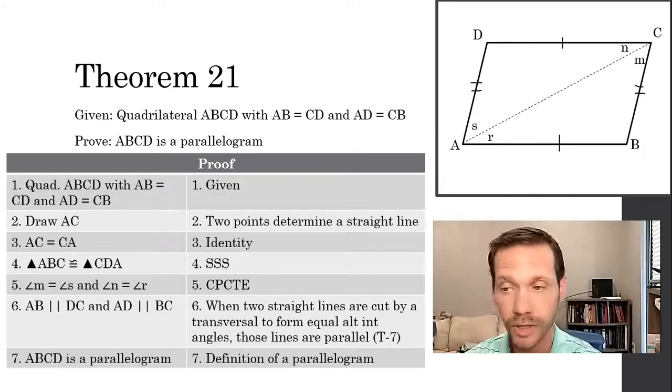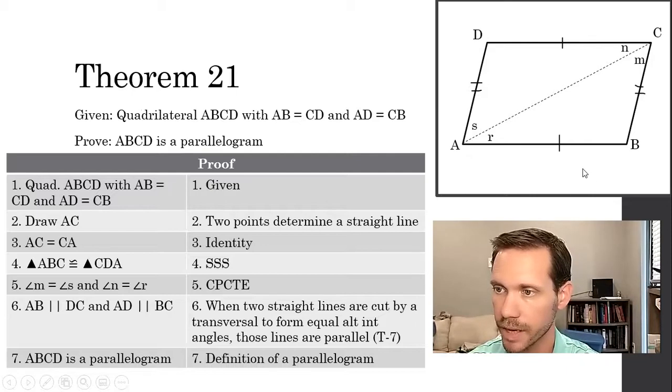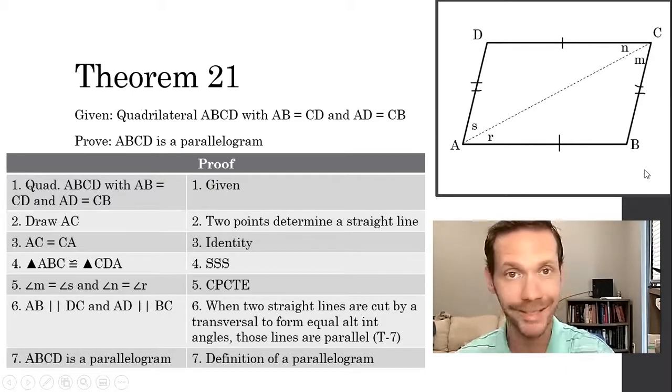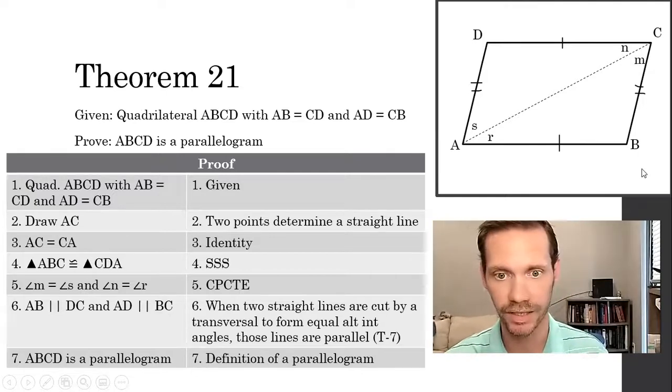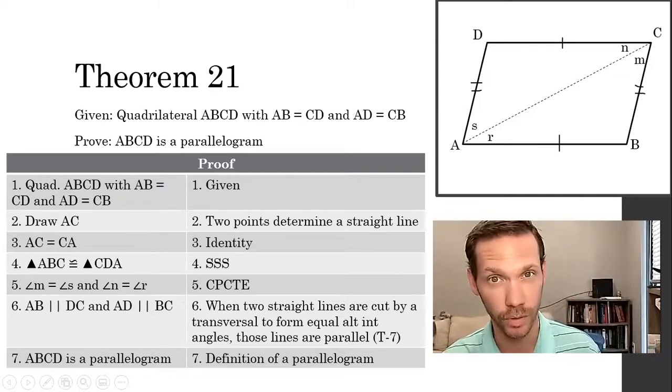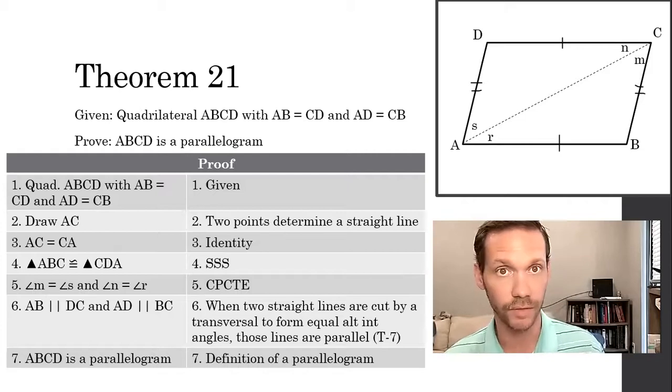So start always with our givens. ABCD is a quadrilateral, and the tops AB and CD are equal, and the left and right opposite sides, AD and CB, are equal. So that's listed as a given, right? Number two, we want to make two triangles by drawing a line between A and C. Now, how can you draw a line between A and C? Well, that's just the definition of a straight line.